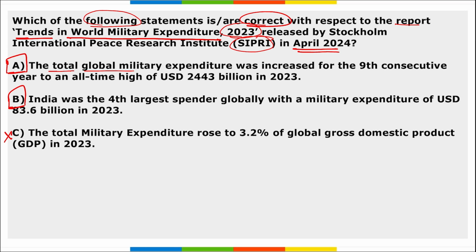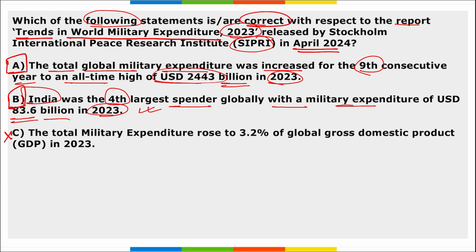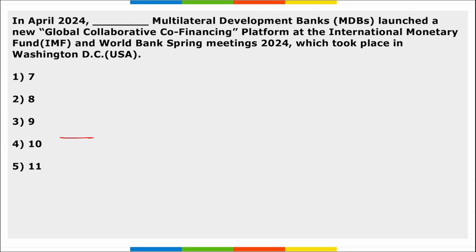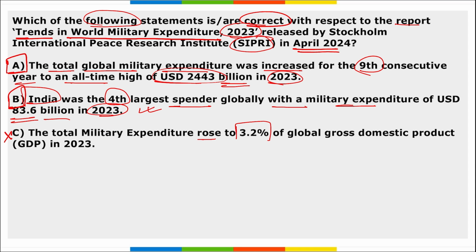A is saying that the total global military expenditure was increased for the 9th consecutive year to an all-time high of $2,443 billion in 2023, and India was the 4th largest spender globally with a military expenditure of $83.6 billion in 2023. Absolutely right. C option is the total military expenditure rose to 3.2% of the global gross domestic product in 2023. Is it right? No, the total military expenditure rose to 2.3% of the global GDP in 2023.